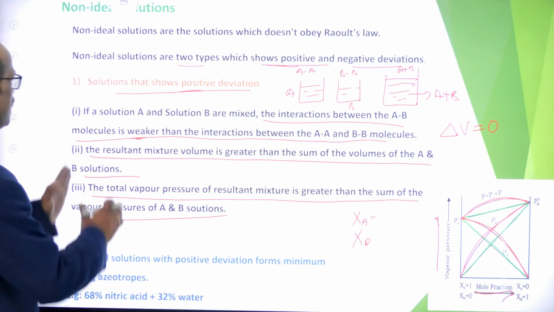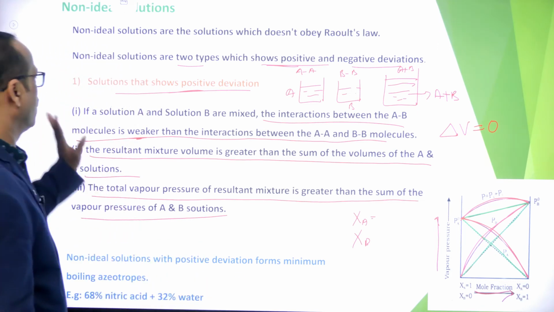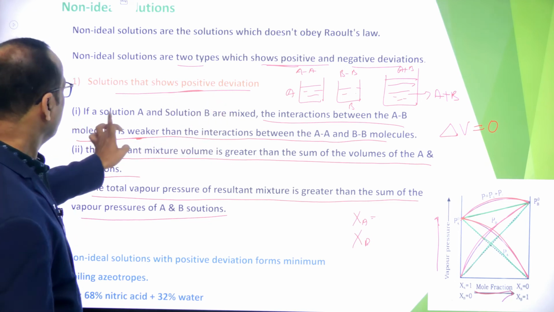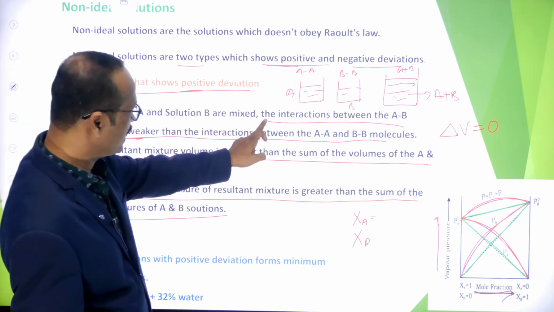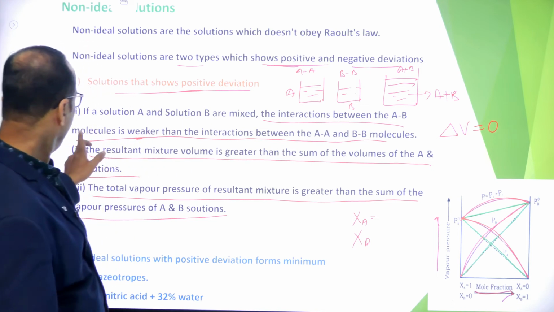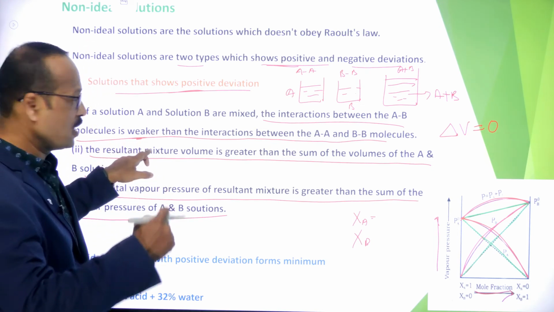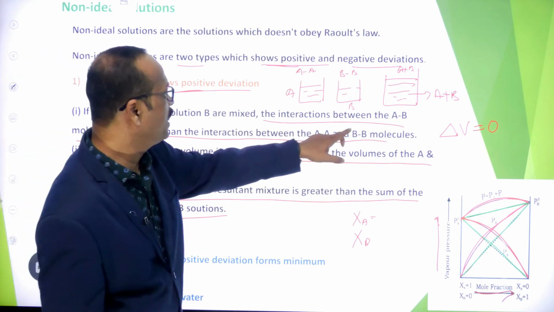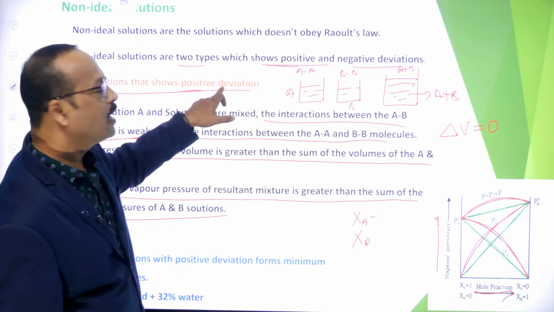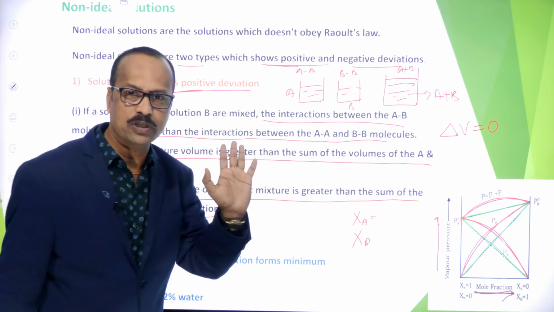Now negative deviation is exactly opposite, students. You can understand here what you can write for the negative deviations. If the solutions of A and B are mixed, the interaction between A and B molecules is stronger than the interaction between A and A, and B and B. That is called a negative deviation. Exactly opposite, you need to write.